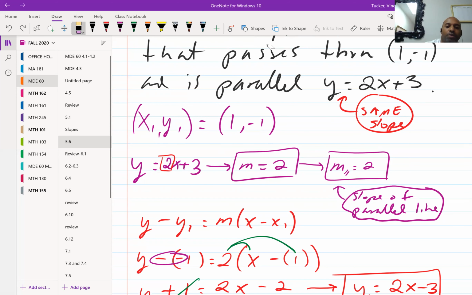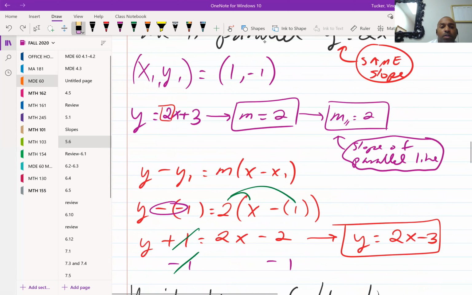So we're going to distribute and make sure we recognize that negative times negative is positive. So that's y plus 1 equal to 2x minus 2. And then we will go ahead and subtract 1 from both sides. The equation is y equal to 2x minus 3. So that's the equation of the line that's parallel to the one that it gave us, but runs through (1, -1).